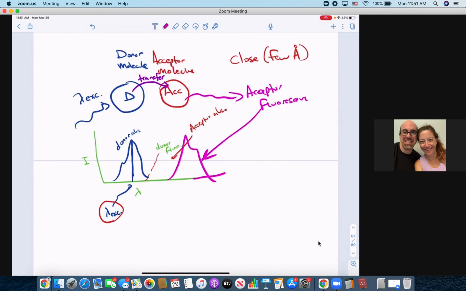So I have one excitation source in this case. I'm exciting the donor only. I don't excite the acceptor. And so when those molecules are far apart from each other, I don't have fluorescence from the acceptor. When they get close to each other, I can't see them get that close. I can't resolve that. But by measuring spectroscopically, I know they got together.